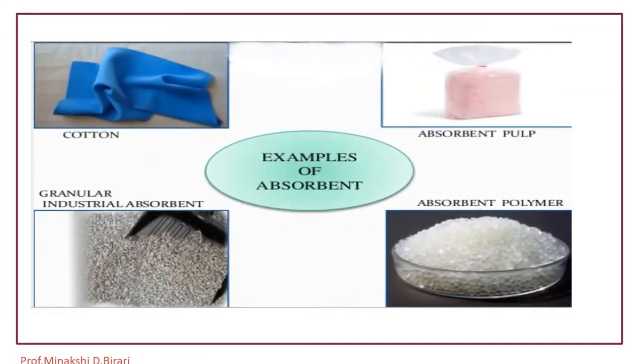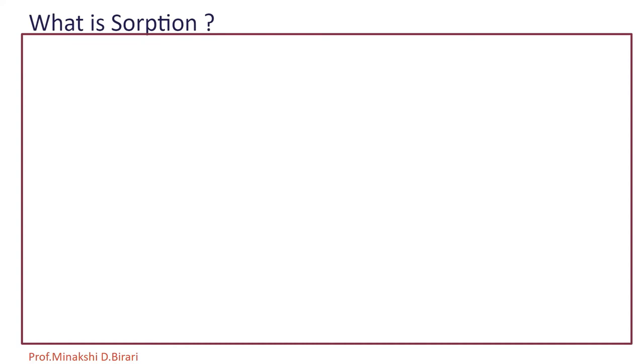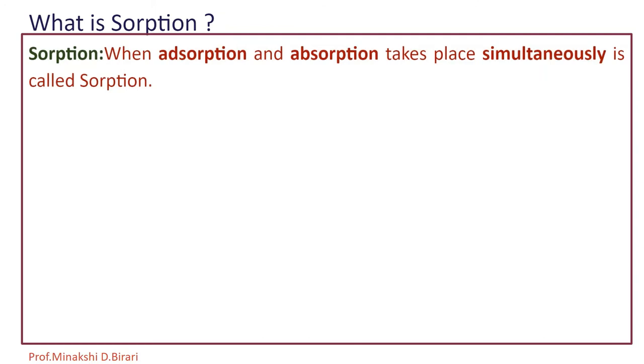So these are a few examples of absorbent: cotton, granular industrial absorbent, absorbent pulp or absorbent polymer. These are a few examples of adsorbent: alumina cream, fuller's earth, activated charcoal, zeolites, like that. Now another concept, that is, what is sorption? When adsorption and absorption take place simultaneously, it is called sorption.